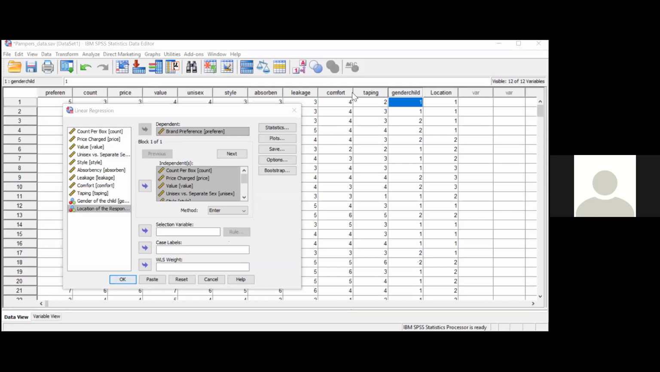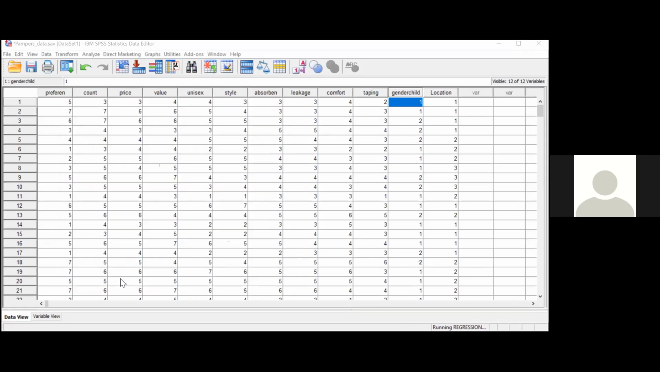Can we have odds? Odds are used when we perform logistic regression. Odds are not used in the regression analysis. When we cover logistic regression, then I will explain odds. Okay, sure, sir. So this is the case, and we put okay. So I'm sharing the output.